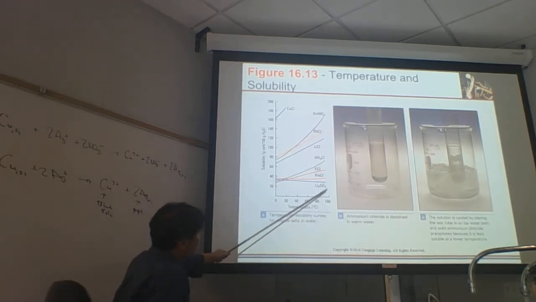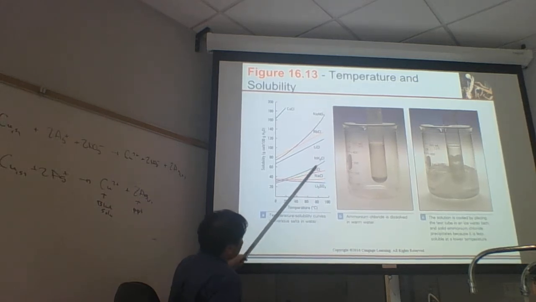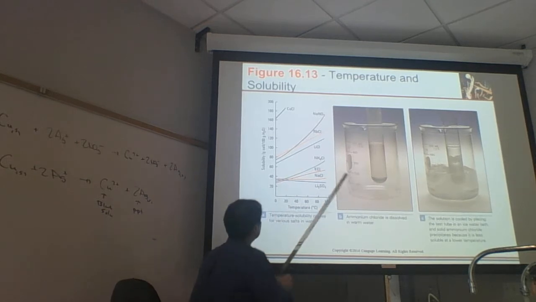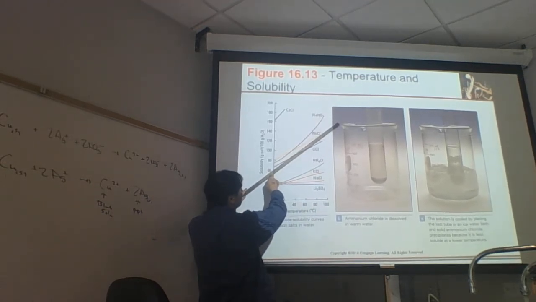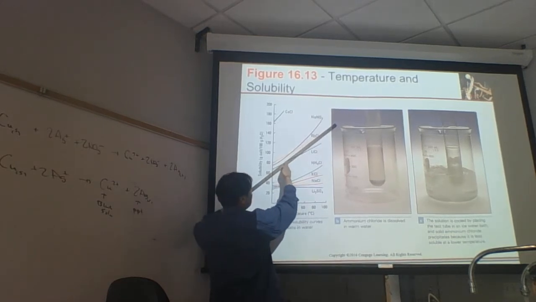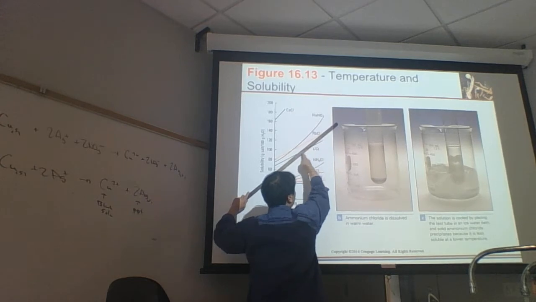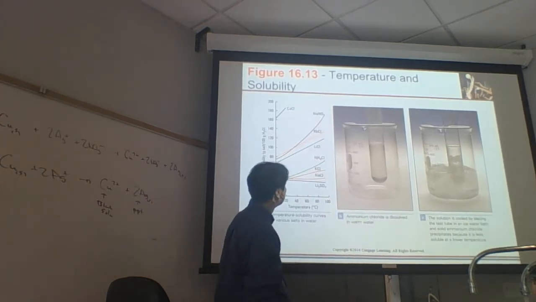But the generalization here is, with a few exceptions, solids increase solubility with increasing temperature, especially with something like sodium acetate. Sodium acetate is like 40 extra grams. So sodium acetate would have a curve like this. At about room temperature, it's here. At high temperature, it's up here. And then you cool it down, it has some trouble crystallizing, so it forms a supersaturated solution.